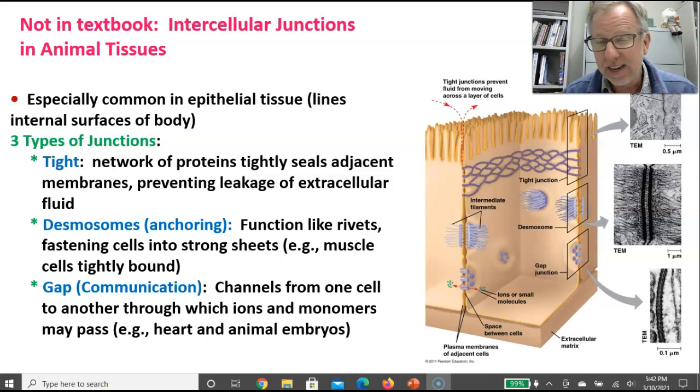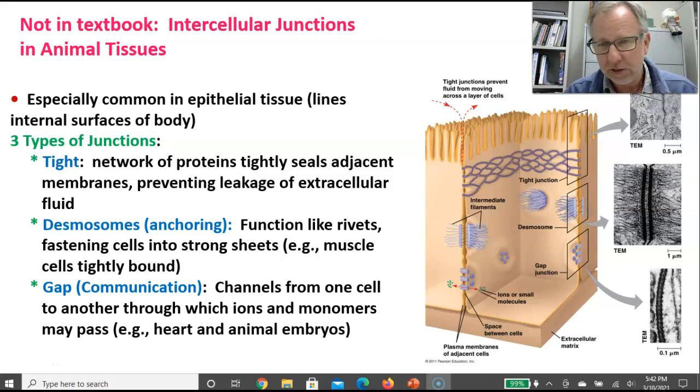So these intercellular junctions are places where cells are connecting and meeting, and they are forming connections between them. They're especially common in epithelial tissues, tissues that line the internal surfaces of our body, or even line our skin, or epithelium. There are three types of junctions you need to know about: tight junctions, desmosomes, and gap junctions. And you can see desmosomes are also called anchoring junctions, and gap junctions are also called communication junctions. So they're synonymous.